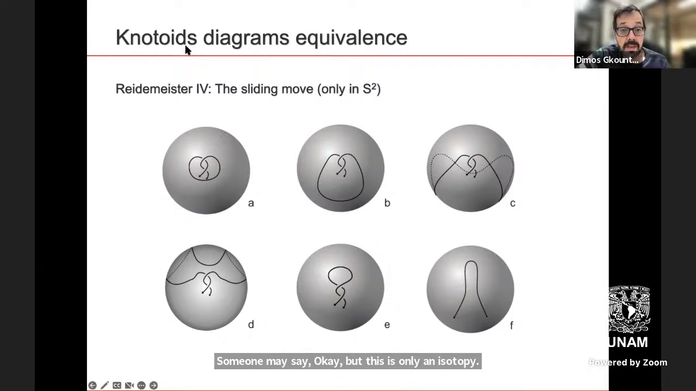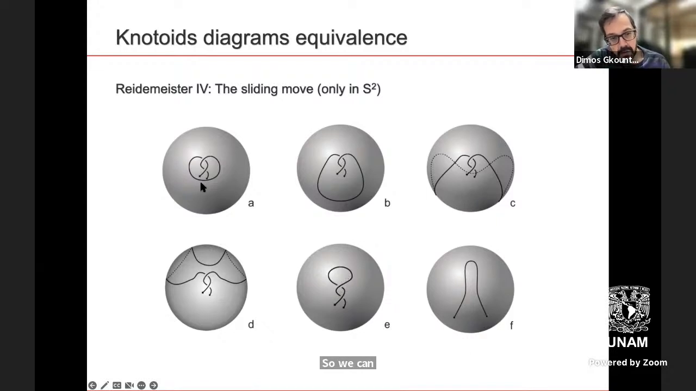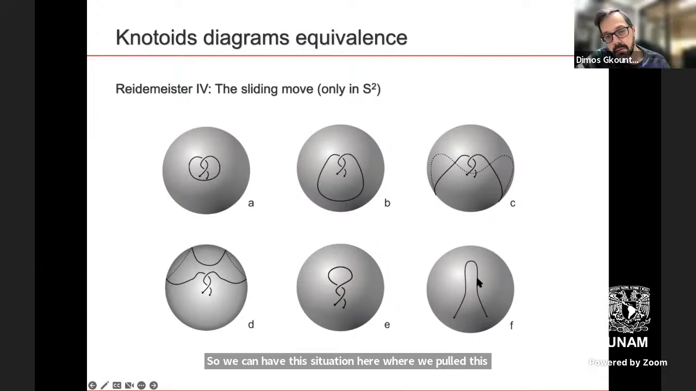move. What the sliding move does is that we can take any arc of the diagram, we can stretch it like here, and we can pass it to the back part of the sphere. We push it past the point of infinity of the sphere, and we can bring it again from the top, so we can have this situation here where we pulled this part of the knotoid diagram around the sphere and we brought it on top, so we can undo this diagram.